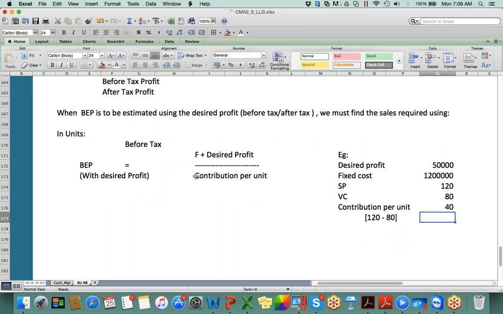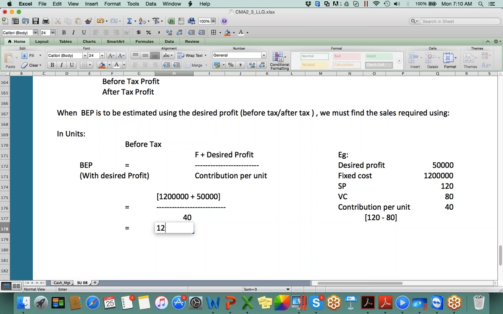Now let us apply the formula, that is break even point equals, what is the fixed cost here? Fixed cost is 1,200,000 plus what is the desired profit? 50,000 divided by contribution margin per unit, we already calculated, 40. So fixed cost plus desired profit divided by contribution margin per unit.